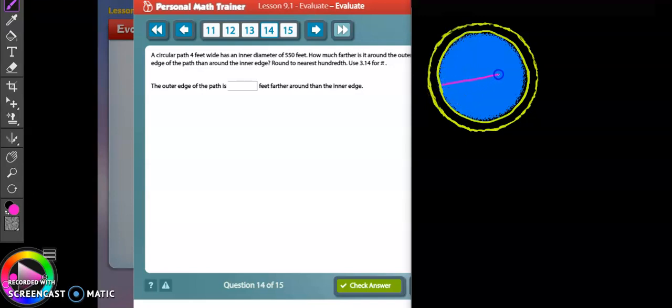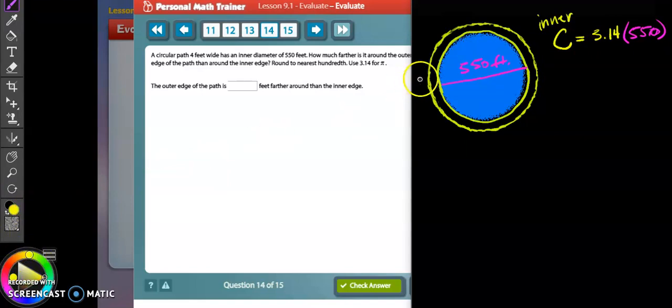All right, so if I were to go from edge to edge here, that's 550 feet. So that's my diameter in the middle. So we could find one circumference right now. So let's find the circumference of the inner circle first. This is the inner circumference. It is going to be pi, which is 3.14, times your diameter, which is 550. Alright, so we have to multiply these two things to get the inner circle.